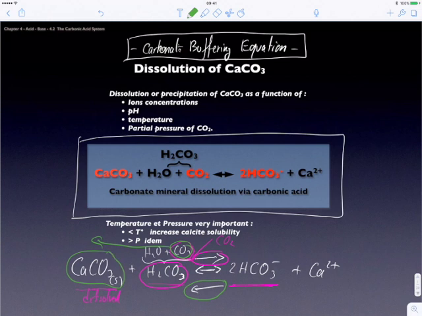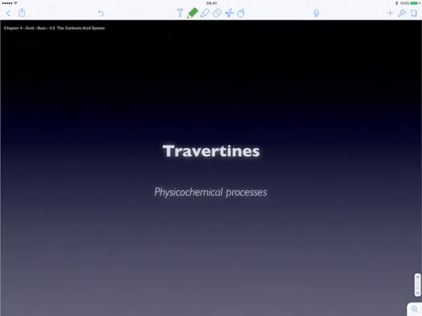So you can see any process that will remove, take up CO2 out of your system could lead to precipitation of calcium carbonate, and any process that is increasing the PCO2, increasing the dissolution of CO2 in your environment, will lead to dissolution. That's very useful to understand specific deposits in the lithosphere, and I will give you the first example, which is a travertine system.